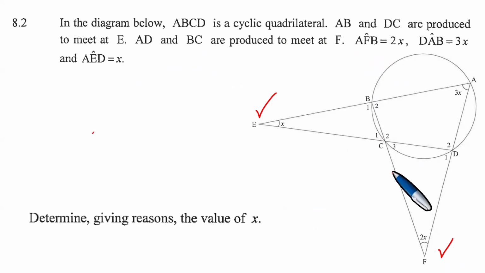Right, the angle ABC is twice x, and the angle DAB is 3x. There it is, 3x. And the angle AED is x. There it is.